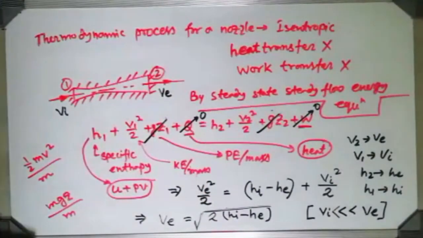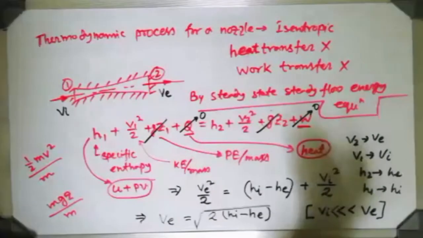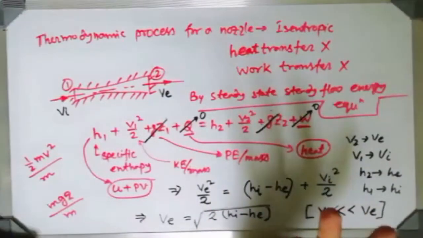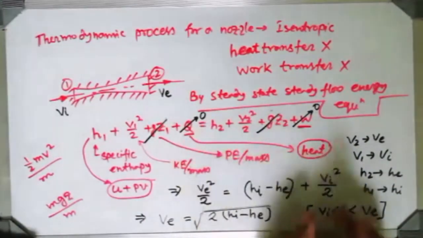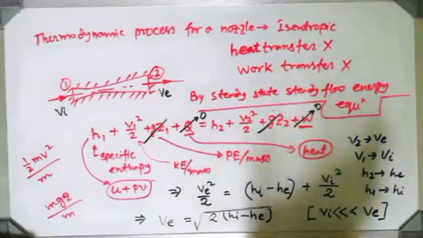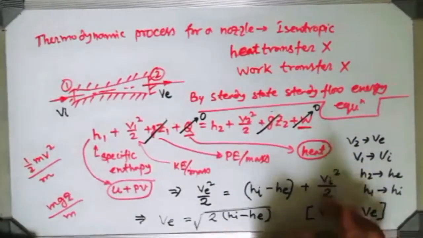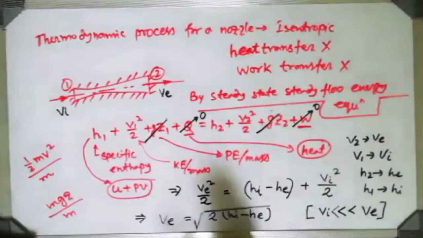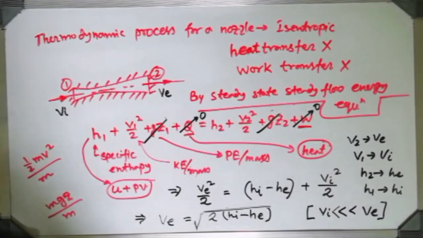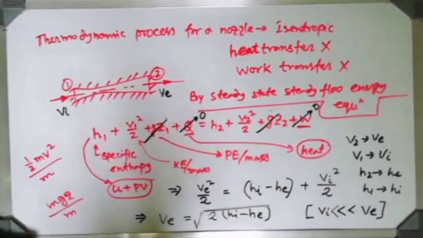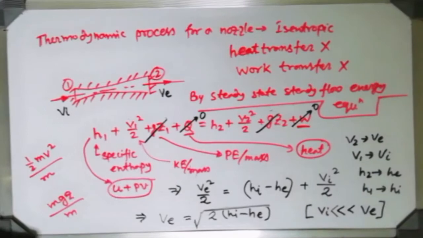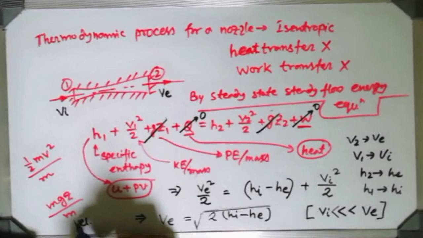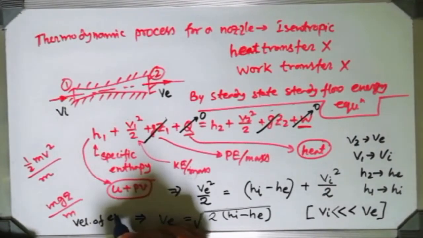And suppose the inlet velocity is not neglected and it is given in the problem, then you cannot ignore it. If it is not ignored, then obviously it will be there. There is nothing special about it. If you cannot ignore this part, then this part obviously will remain there. And if it is not given, then you can ignore it and make this relation easy. Understood? So this expression is giving you the velocity of exit of the nozzle.